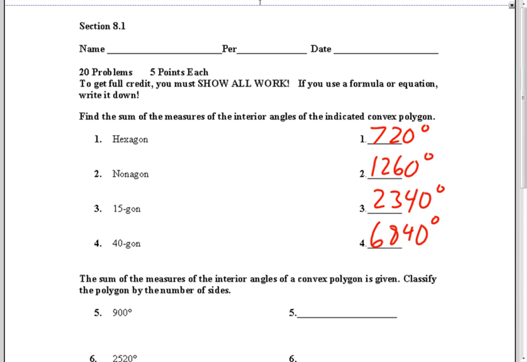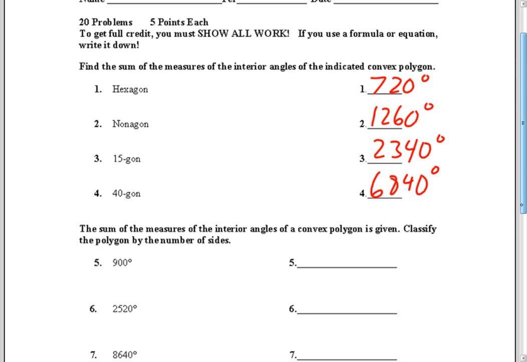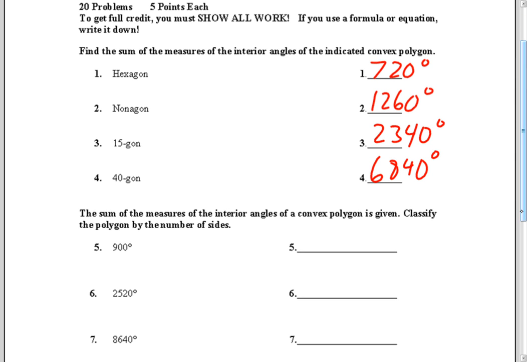Take a look up front. We're not going to do every problem. I'll do one in each section. Do number 7. Common mistakes.